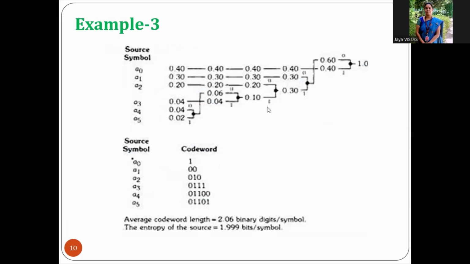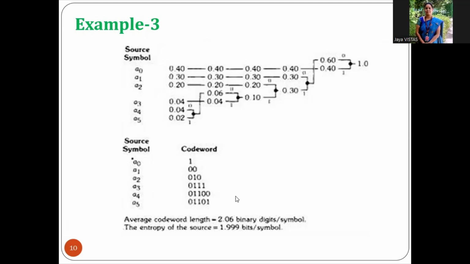Then here, example 3. Here it has 6 symbols, A0, A1, A2, A3, A4, A5. Okay. So here also the same principle, with probabilities 0.4, 0.3, 0.2, 0.04, 0.04 and 0.02. The same steps are repeated up to the last one. Then trace the code words for the symbols. A0 has the code word 1, A1 is 00, A2 is 010, A3 is 0111, A4 is 01100, and A5 is 011011.